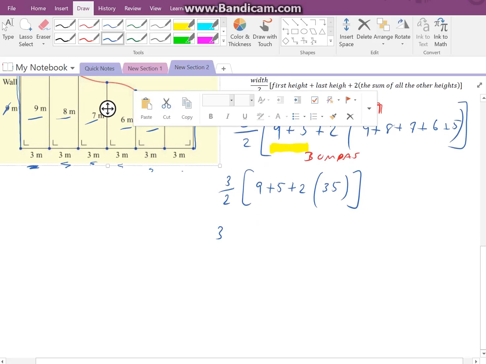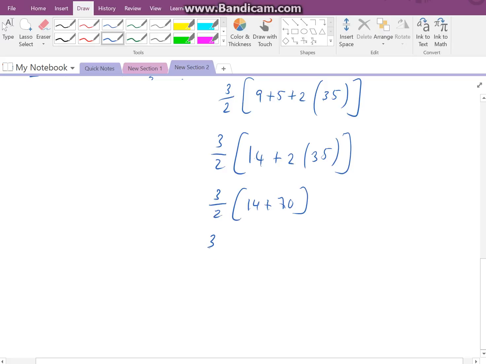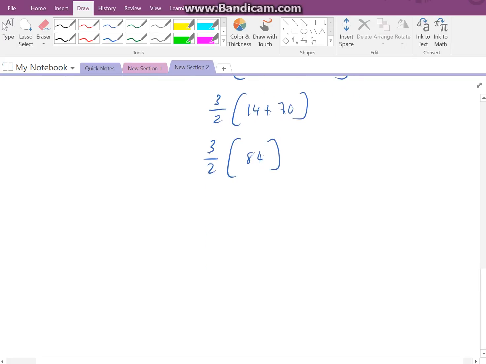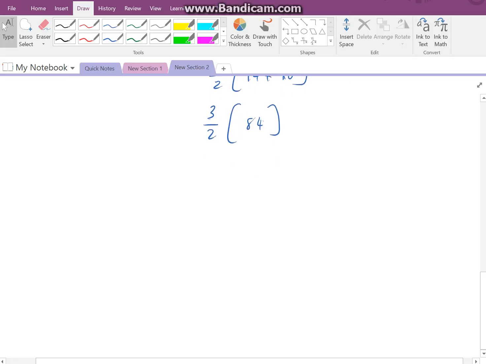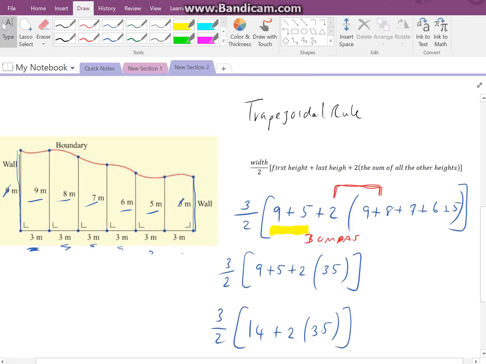So we'll have 3 over 2 bracket. 9 plus 5 gives us 14 plus 2 times 35. Be so careful there. So that'll be 3 over 2 on 14 plus 70. So that will be 3 over 2 on 84. And 3 over 2 on 84 will give us 126 meters squared. And that is how you find the area of that irregular shape.